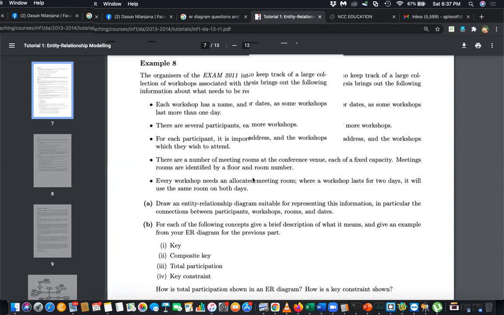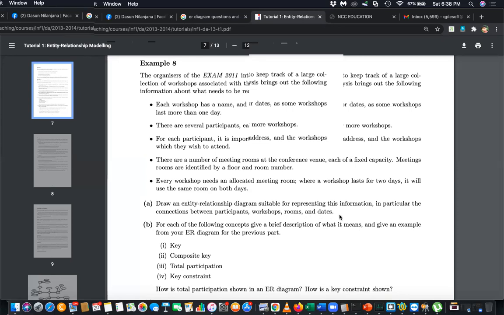There are a number of meeting rooms at the conference venue, each with a fixed capacity. Meeting rooms are identified by floor and room number, so it's a composite key. So meeting room is another entity. It's identified by floor and room number, which will be the primary key for that. Every workshop needs to run in an allocated meeting room. Where a workshop lasts for 2 days, it will use the same room for both days. Draw an ER diagram suitably representing the information, particularly the connection between the participants, workshops, rooms, and dates.